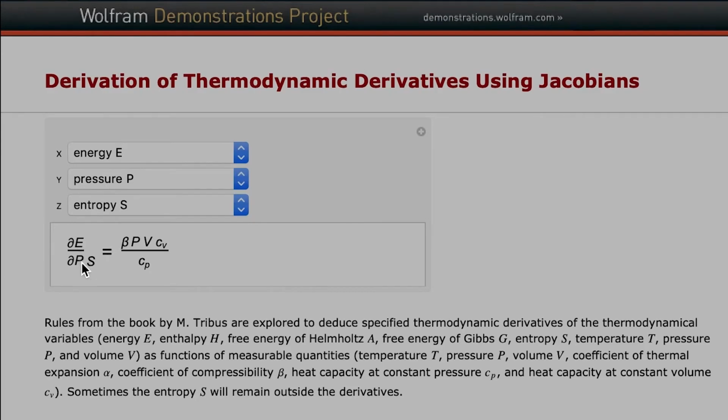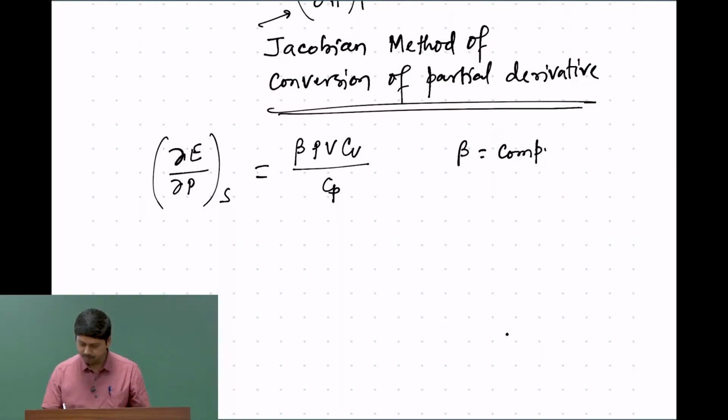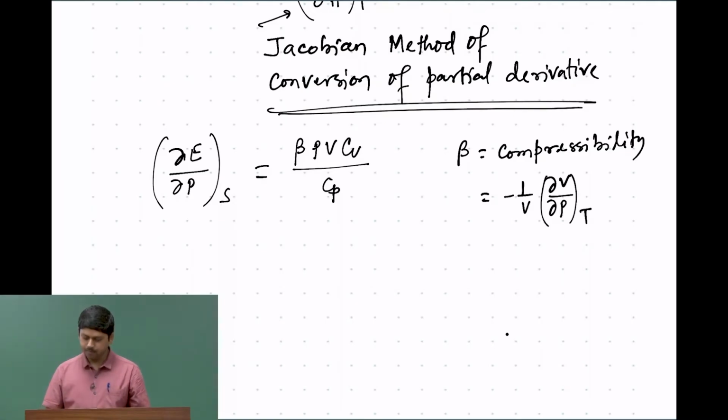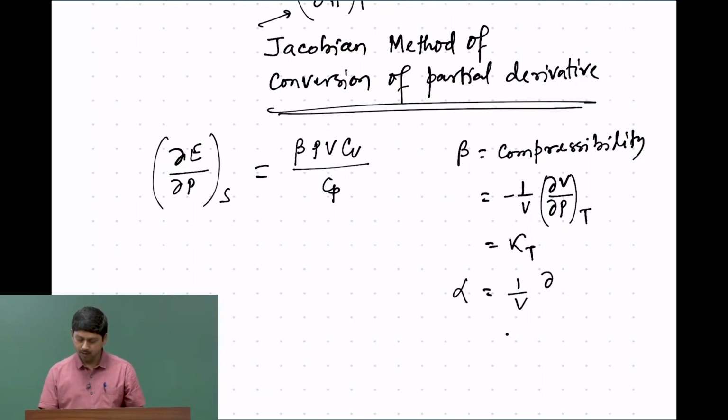See, coefficient of thermal expansion is alpha and compressibility is beta. So, beta is compressibility, which is, you know, minus 1 by V del V by del P at a constant temperature. So, isothermal compressibility, and sometimes it is also written as kappa T, as I mentioned. And alpha is the coefficient of thermal expansion, which is 1 by V del V by del T at a constant P, and P and V are just pressure and volume, and C P and C V are also specific heats.